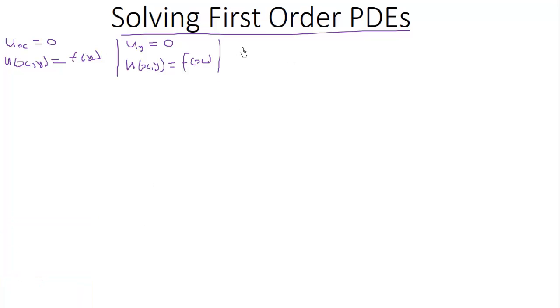What if we have a PDE of the form a u sub x plus b u sub y equals 0? Let us write the inner product of this. So we get (a, b) dot (u sub x, u sub y) being equal to 0.